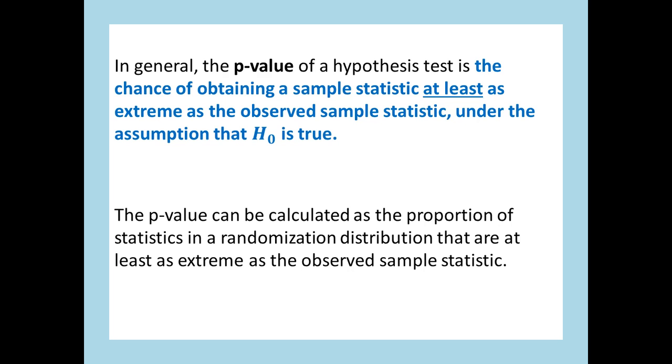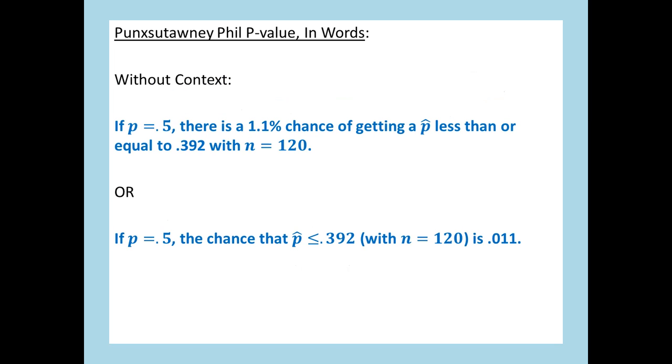So for the Punxsutawney Phil example, without the context, if p equals 0.5, so there's the assumption that the null hypothesis is true, there's a 1.1% chance of getting a sample proportion, a p hat, less than or equal to 0.392 with that sample size, with n equal to 120. Or, to make it a little bit shorter and a little more symbolic, if p equals 0.5, the chance that p hat is less than or equal to 0.392 with the sample size of 120 is 0.011.